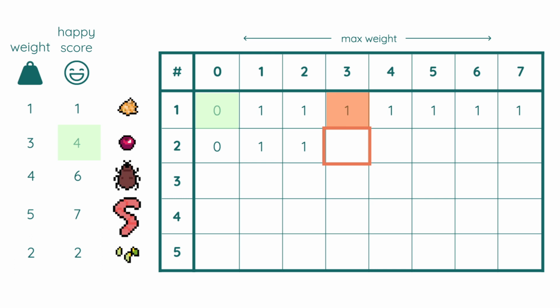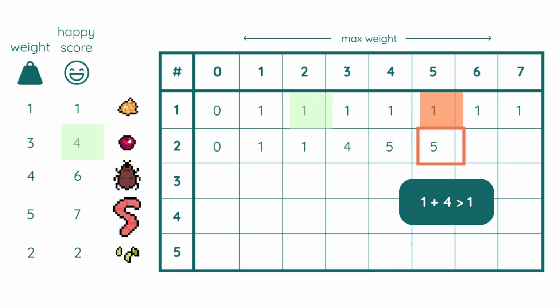Now let's look at the happy scores. 0 plus 4 is 4. Is 4 larger than 1? Yes. So our new optimized value for this max weight subproblem is 4. We continue making these comparisons down the row and update any new values.